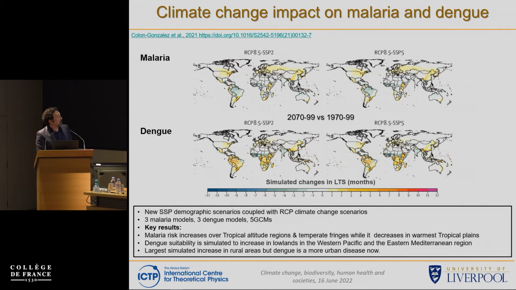And we're showing similar things, increases over tropical altitude regions, temperature ranges. We had some dengue increasing in the lowlands in the Western Pacific and EMRO region, which is one of the WHO regions, which is important to us. And we had this weird thing, the risk was increasing more into rural areas, but dengue is very urban now. It's a very urban disease because the mosquito is very adapted to us. Okay, so that's a bit counterintuitive.